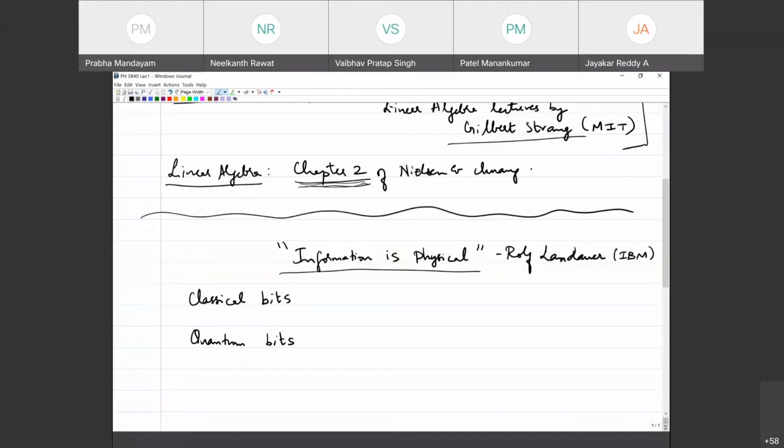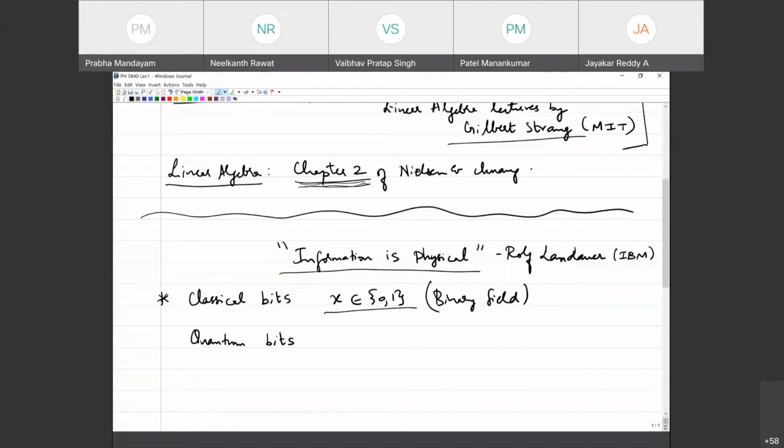So what are classical bits? A classical bit is simply a binary valued object, right? It's an object that takes value in a binary field. Of course, you can have higher dimensional alphabets and so on, but for the purpose of this lecture, just stick to a binary valued symbol. So that's a classical bit, right? And we know and understand how to manipulate them, store them, etc.